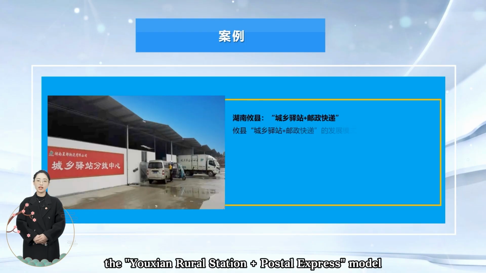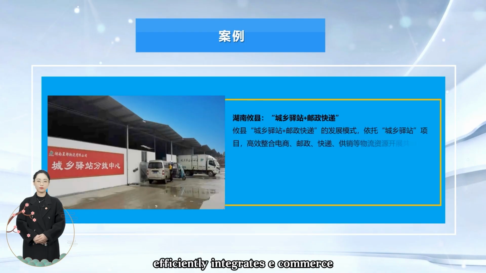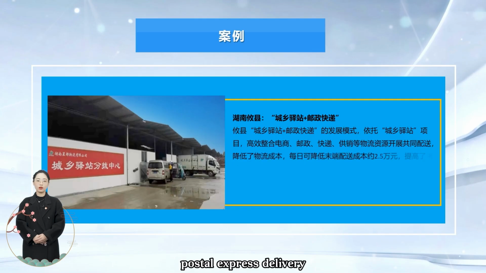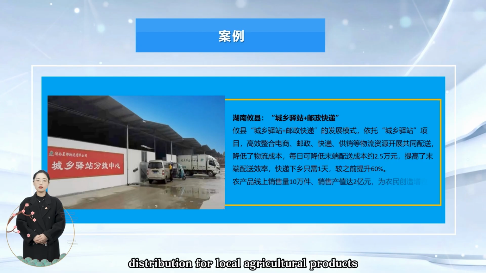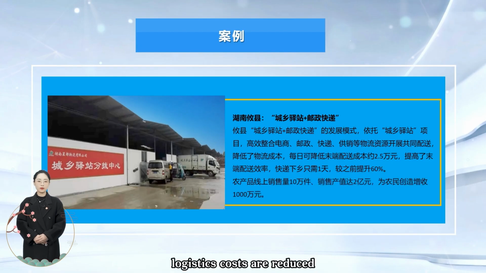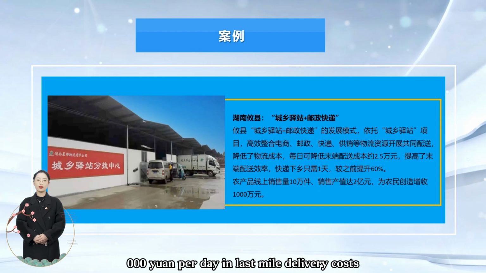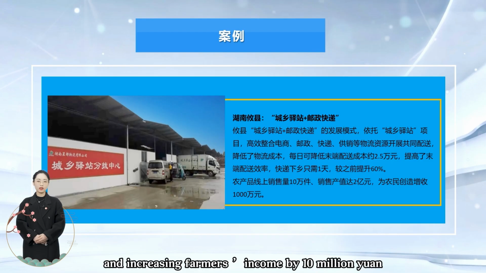For example, the UCN Rural Station plus Postal Express model efficiently integrates e-commerce, postal express delivery, and supply chain logistics resources. By conducting joint distribution for local agricultural products, logistics costs are reduced, saving approximately 25,000 yuan in last-mile delivery costs, and improving delivery efficiency by 60%. Online sales of agricultural products reached 100,000 items, generating 200 million yuan in sales and increasing farmers' income by 10 million yuan.